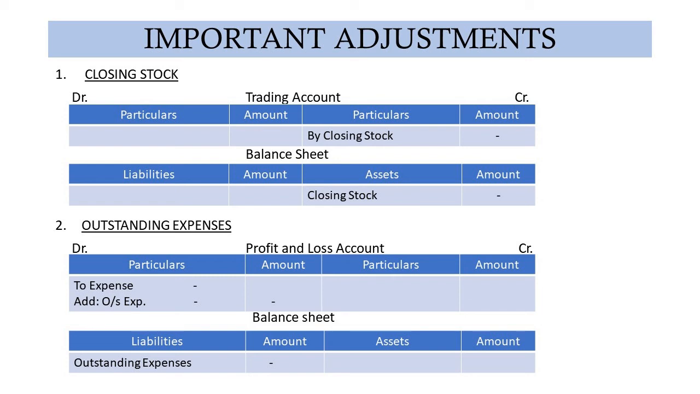Now our very first adjustment is closing stock. Closing stock is the amount of goods unsold at the end of the accounting year. It is always valued at cost price or realizable value, whichever is less. Now, as I said earlier, all the adjustments will be recorded twice. So the first entry of closing stock will be made in the trading account as by closing stock on the credit side, and then secondly it will be shown on the asset side of the balance sheet. And if the closing stock is given inside the trial balance only, in that case it will be shown in the balance sheet only.